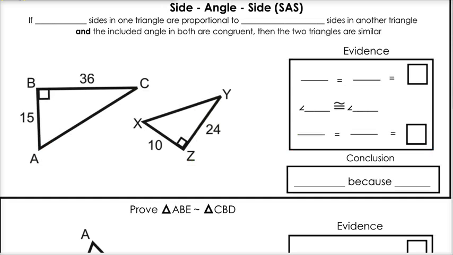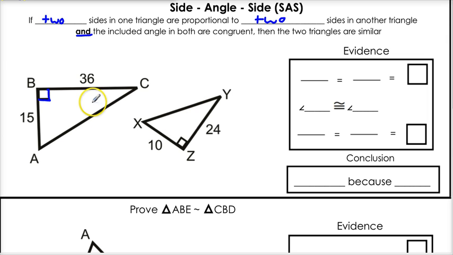All right, for our final one, it's side-angle-side similarity. And the way this works is as follows. If two sides in one triangle are proportional to two sides in another triangle, and the included angle in both are congruent, then the two triangles are similar. So it's saying that if the ratio of two sides with an angle in the middle, just like when we had side-angle-side before, are congruent, then that is side-angle-side similarity.